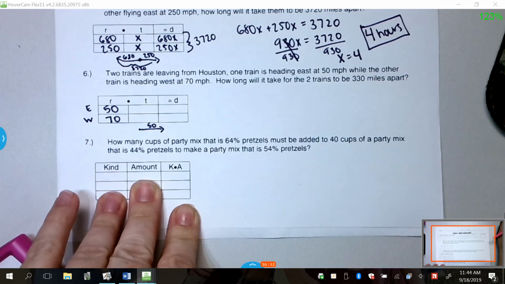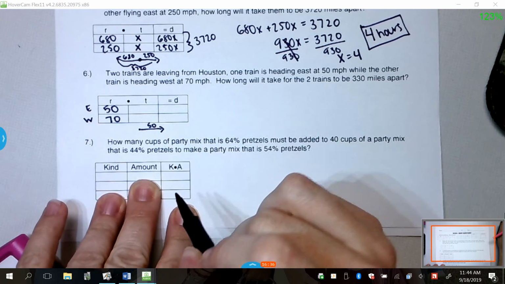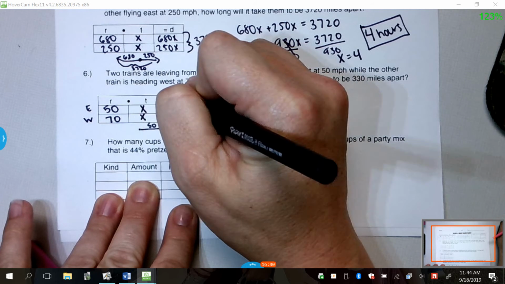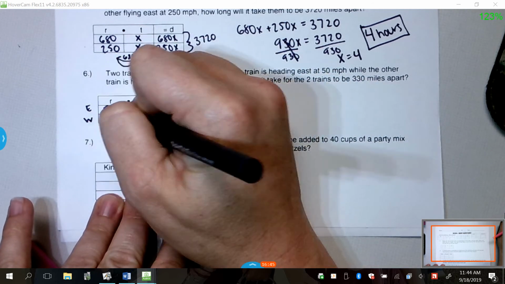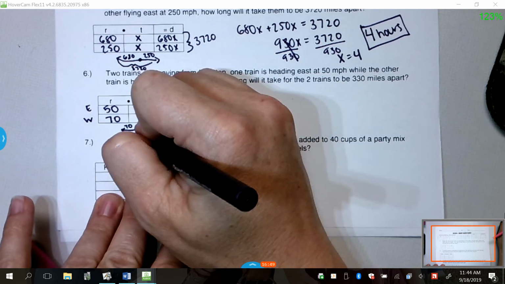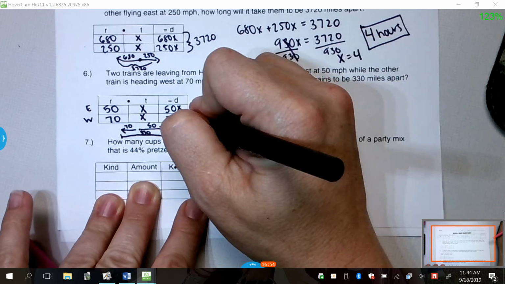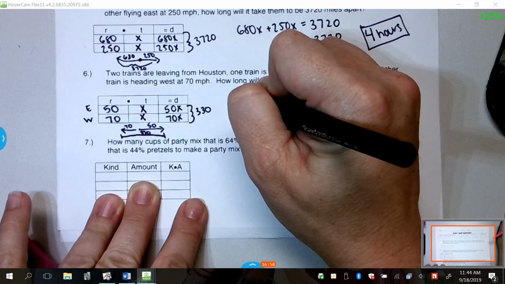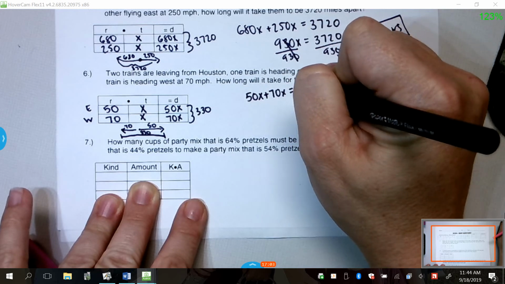How long will it take the 2 trains to be 330 miles apart? Well, it doesn't specify. It says 2 trains are leaving, so I'm assuming they're leaving at the same time. Okay, so I get 50x and 70x. This one's going this way. And I want their distance to be 330. So again, distance plus distance. And I want it to be 330. So I have 50x plus 70x equals 330.